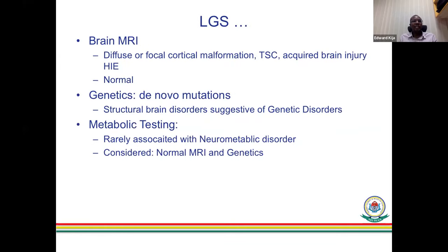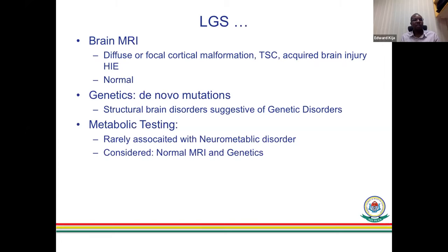The MRI is usually abnormal. It may be diffuse, or it may present with focal cortical malformations. It may present with features of tuberous sclerosis, as well as in some patients with acquired brain injury, such as hypoxic ischemic encephalopathy. In some of the patients, the MRI may also be normal.